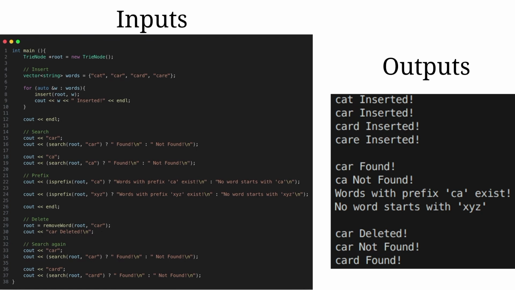Finally, we delete car and search again. As expected, car is no longer found, but card still exists because deleting one word does not affect other words that share the same prefix.